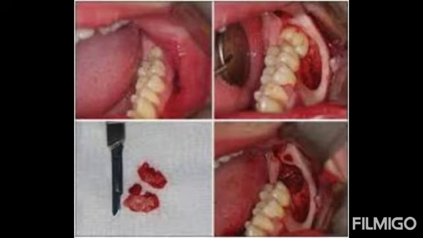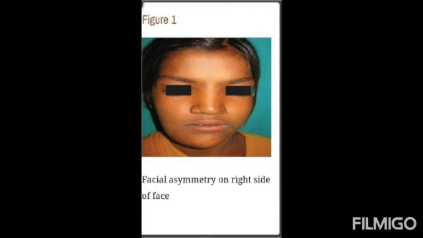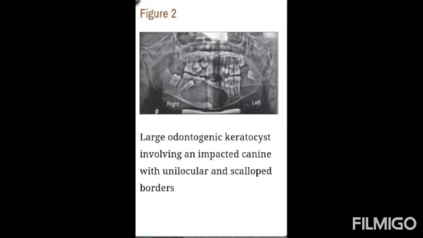Mostly we have to use the surgical enucleation and marsupialization technique. This picture shows the treatment procedure, where we remove the whole part along with the tooth. This picture shows facial asymmetry on the right side of the face. This patient has an odontogenic keratocyst. There is a swelling on the right side of the face, and it produces facial asymmetry because it is a large cyst.